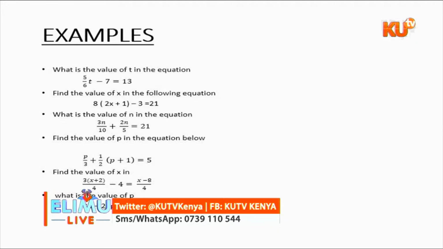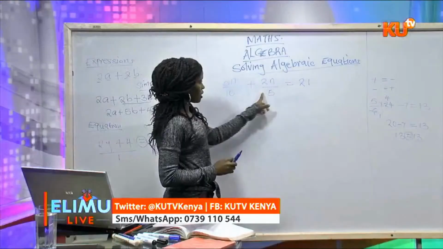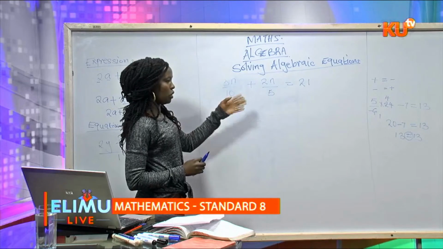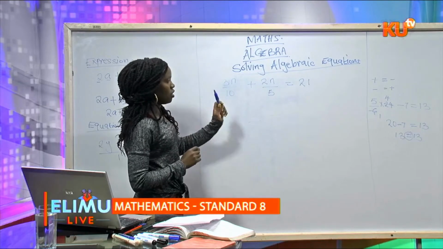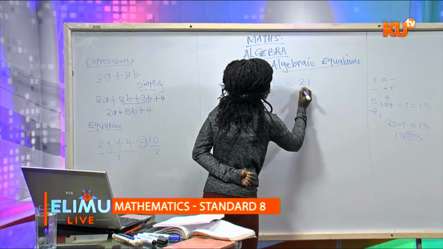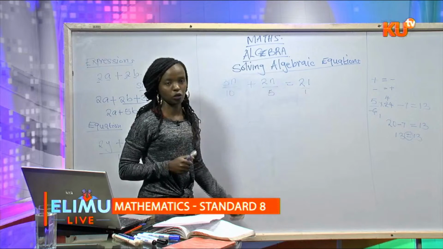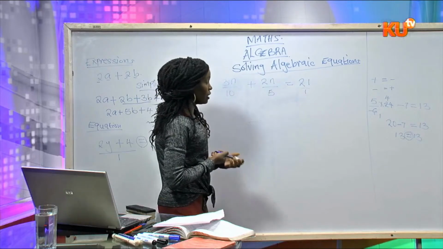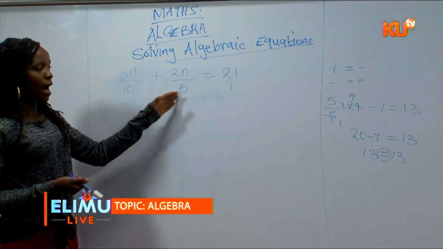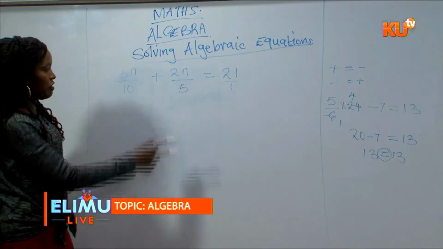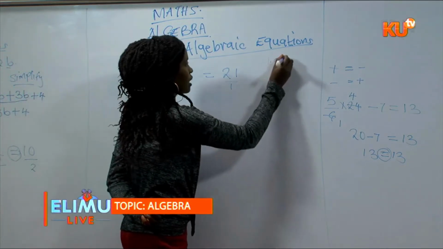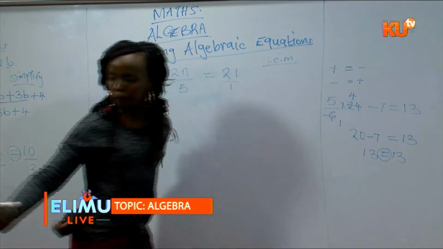If you look at our equation, we have two fractions and we have a whole number. We can't solve it when you have a fraction and a whole number, so you have to make all the numbers the same. So this 21, we are going to put it over 1 to make it a fraction. Any number divided by 1 doesn't change. So we look for the LCM of 10 and 5. The LCM of 10 and 5 is 10. So we get the LCM, and this is how we get the LCM.